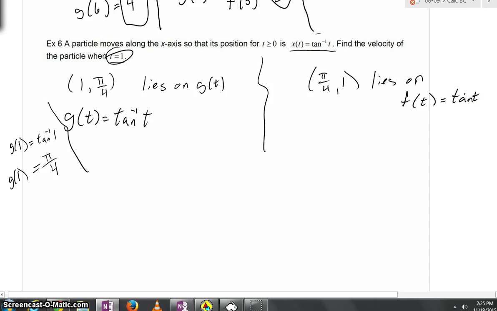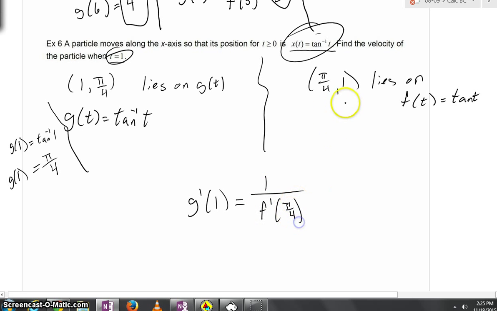So right now, I might not have a formula on how to take the derivative of inverse tangent. But rest assured, if I found g prime of 1, that would be 1 over f prime of pi over 4. And by the way, if f is tangent, f prime is secant squared. So really, I've got 1 over secant squared of pi over 4.